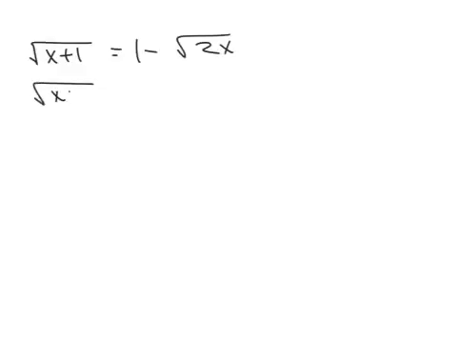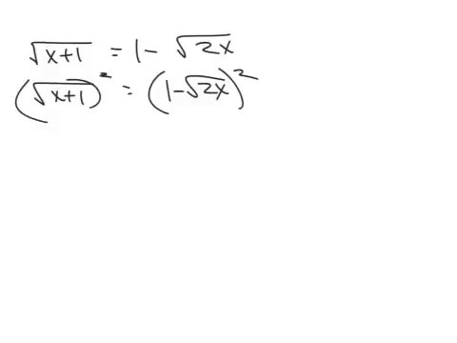Alright, let's look at example 6. We have x plus 1, and then we're going to make that equal to 1 minus square root of 2x. Okay, again, same thing. We've got an isolated radical on this side, so we're going to square both sides. I'm just going to rewrite it. This becomes x plus 1 equals, do the FOIL method again.